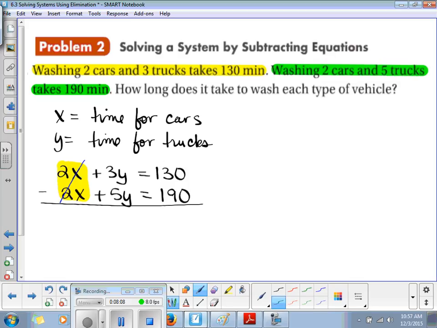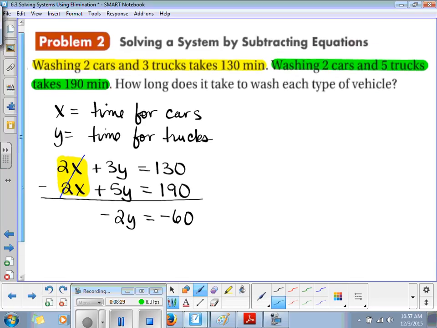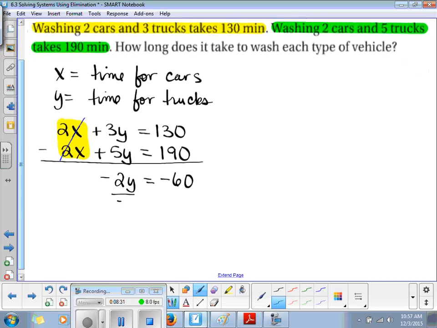That 2x minus 2x is equal to 0, so that cancels out. We've got 3y minus 5y, which is going to give me -2y. And then 130 minus 190 is going to give me -60. Yes, -60. So now I can divide by -2, and y is equal to 30 what? 30 minutes.